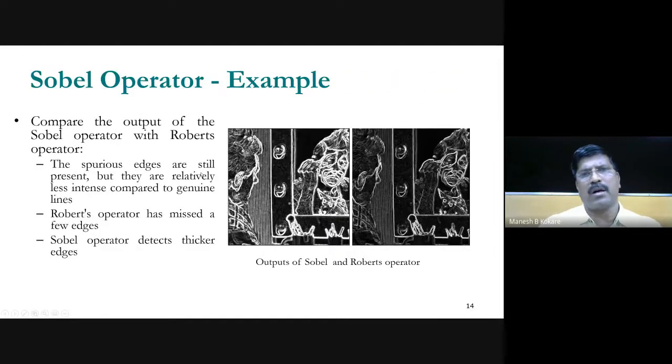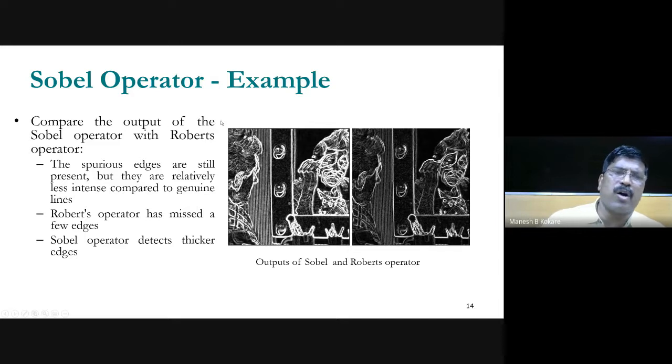Now you look at this output. You can compare the output here. I have compared the output of the Sobel operator as well as the Roberts operator. Now here you can see clearly edges are not missing in this case. But here in the Roberts operator, some of the edges are missing. But what is the disadvantage of this one? Edges are thicker. So here edges are thinner. Another thing is that noise is also not completely reduced in the Sobel operator.